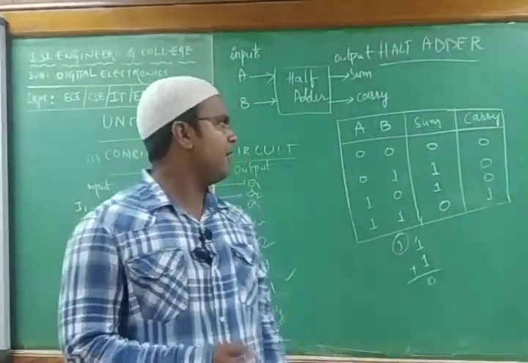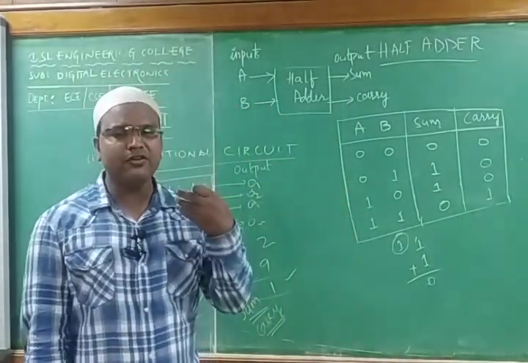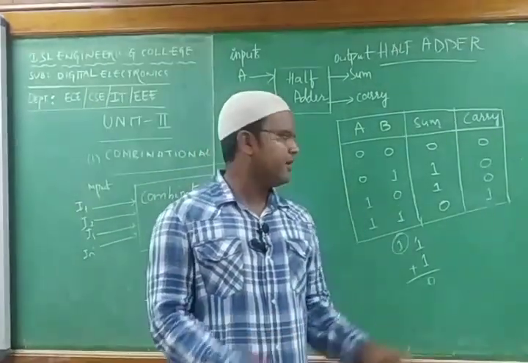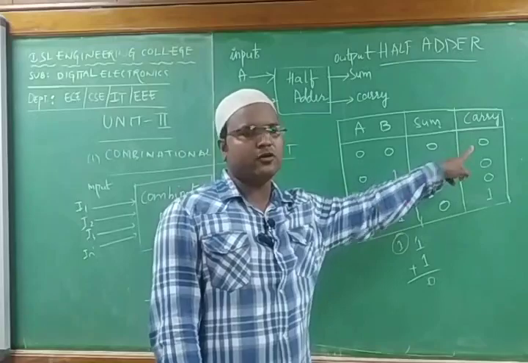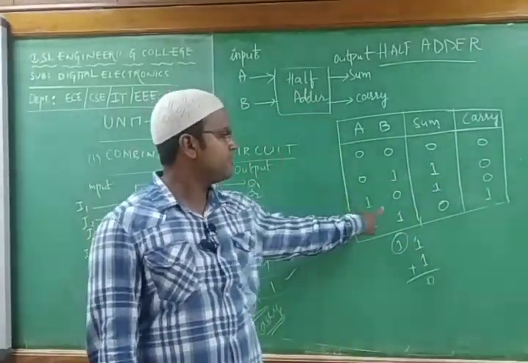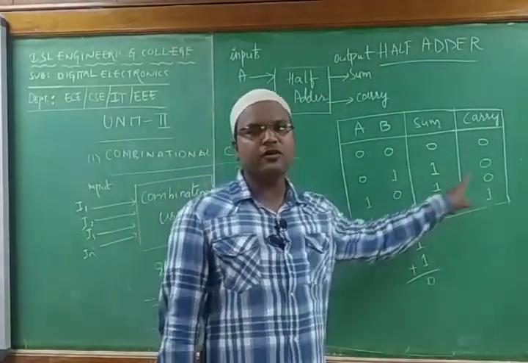For that purpose, I am using either 0 or 1. When will your carry be generated? When you have more than two 1s. Like 0 plus 0 is 0, there is no carry. 0 plus 1 is 1, there is no carry. 1 plus 0 is 1, there is no carry. 1 plus 1, sum is 0, carry is 1.